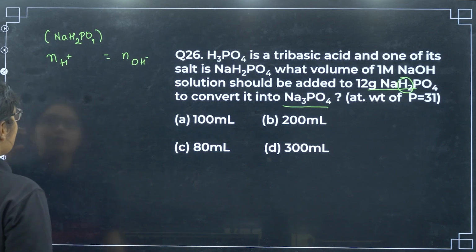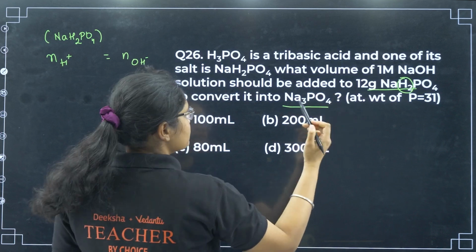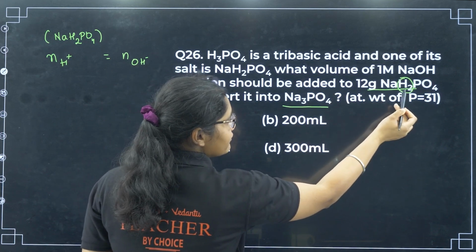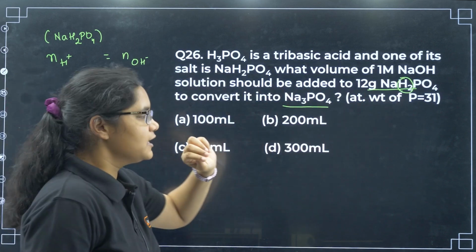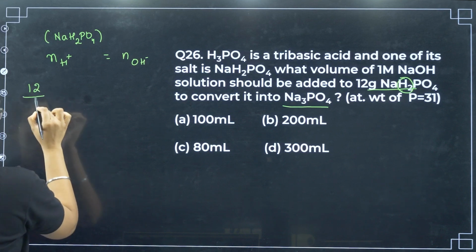Now if I want to convert the number of moles of NaH2PO4 to the number of moles of H+, it is given mass by molar mass into 2. Why? Because I have 2H+ from each mole of NaH2PO4. So what is the number of moles of H+? I have the given mass, that is 12, divided by molar mass.